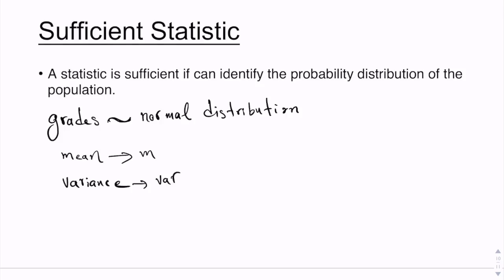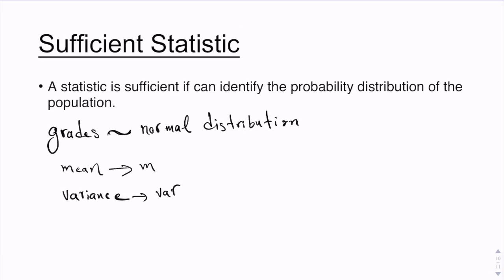But not all populations are normally distributed. They have different types of distributions, and we'll talk about this later. But whenever we talk about a sufficient statistic, this is the assumption: we have a population, and this population follows a probability distribution, hopefully a known one. This probability distribution has some parameters by which it is completely identified, and these parameters are called sufficient statistics.